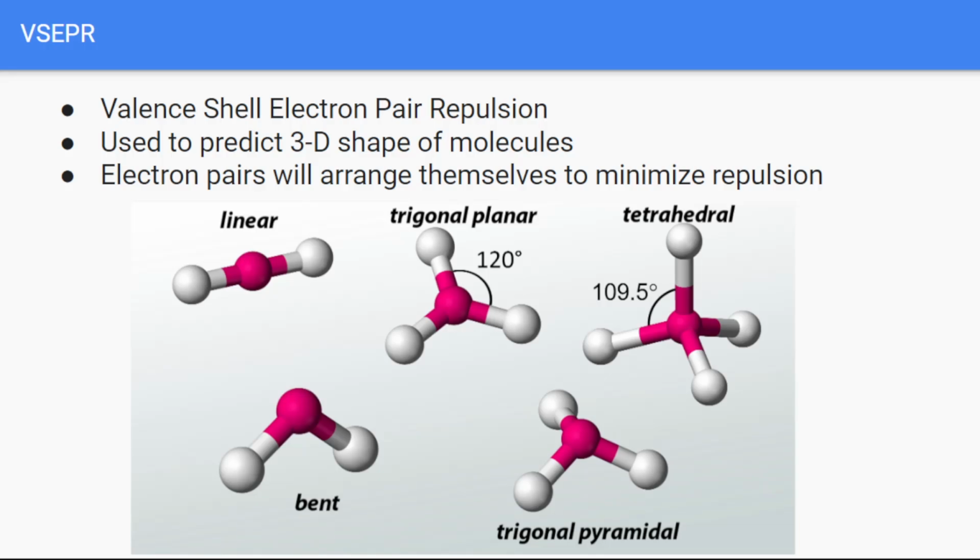And the reason that this works is because electrons have the same charge, they're all negative, so they repel each other. And due to this repulsion, atoms will arrange themselves in a certain way in a compound to minimize the repulsion between the electrons in those bonds. And so we have several different shapes, but we're going to look at five: linear, bent, trigonal planar, trigonal pyramidal, and tetrahedral.